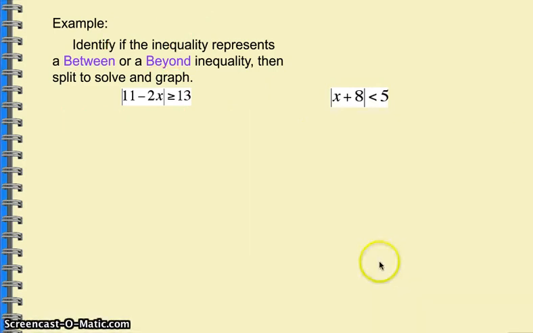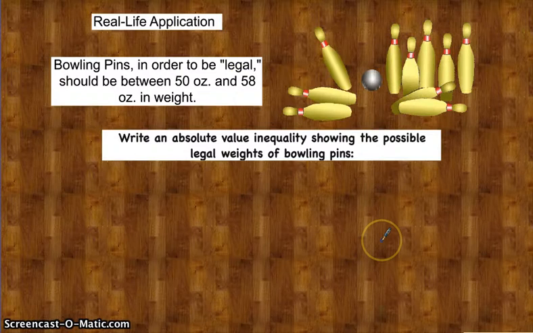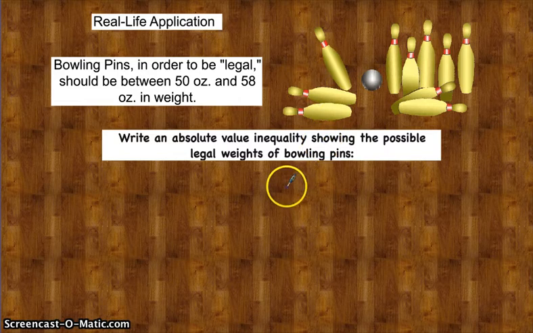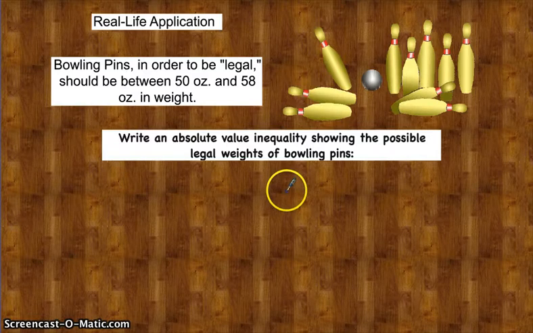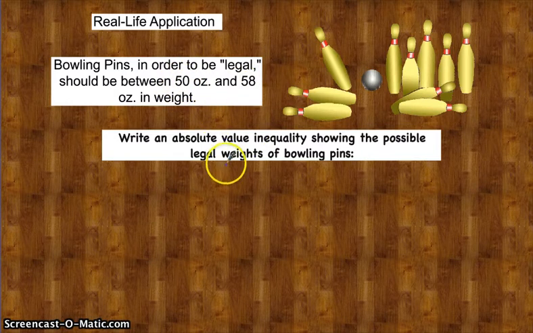Now, in the real world, where could we possibly see something that complex? Well, think of anything that you produce. Bowling pins are mass-produced, just like any sporting equipment. They're not all going to be perfectly the same, but you would want your bowling pins to be essentially the same weight to be legal bowling pins at all bowling centers all around the world. So, bowling pins essentially are supposed to be somewhere between 50 and 58 ounces in weight.